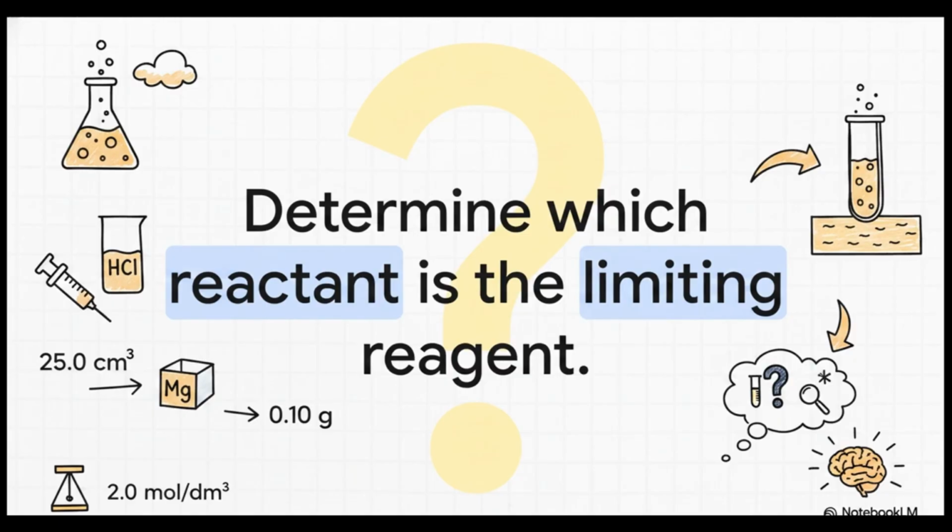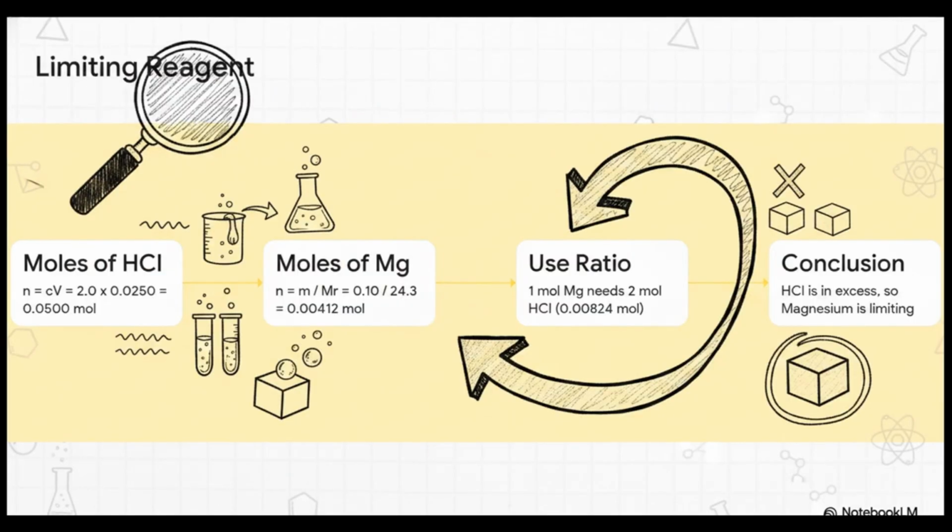25.0 cubic centimeters of 2.0 mole per decimeter cubed HCl reacts with 0.10 grams of magnesium. Determine which reactant is limiting. Examiners frequently comment on students totally confusing this specific calculation, so let's break it down so you feel completely empowered to tackle it. First step, find your moles of acid using concentration times volume. That gives us 0.0500 moles of HCl. Second, find your moles of magnesium. Mass over Mr gives us 0.00412 moles.